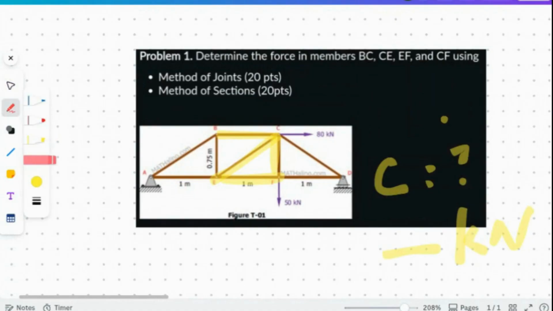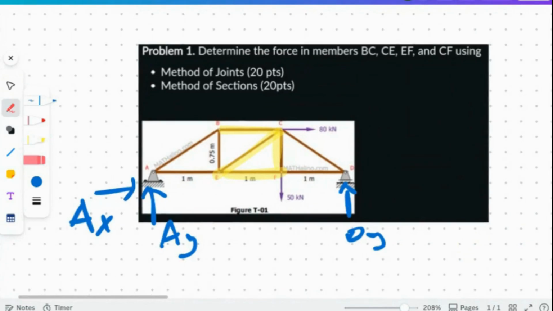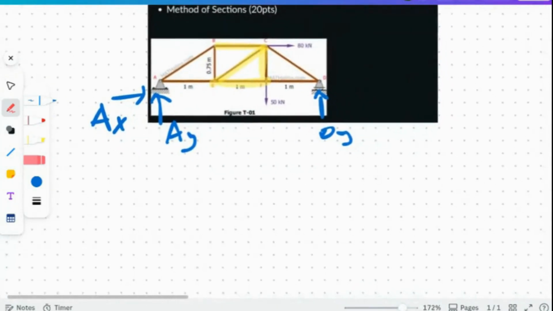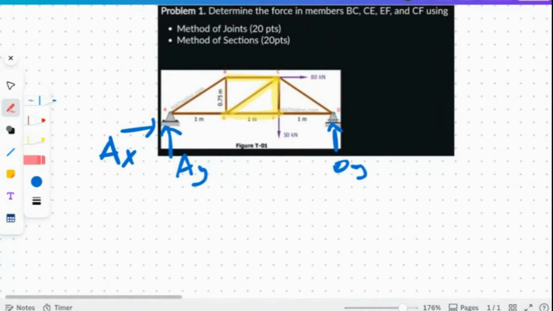So the way to go about that first is to solve your reactions: AY, AX, and then you have DY. You have to first solve for your reactions, just like any other typical problem we have in terms of equilibrium. We already know about this.